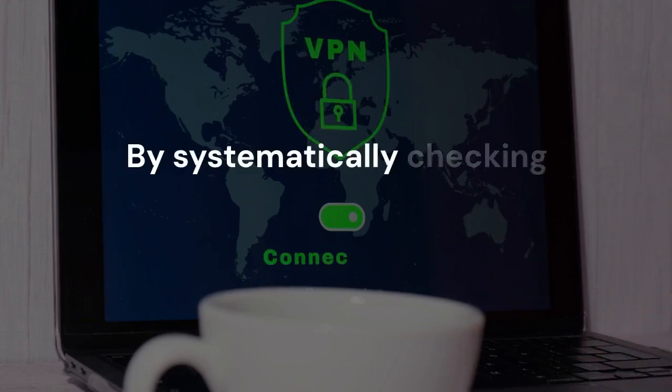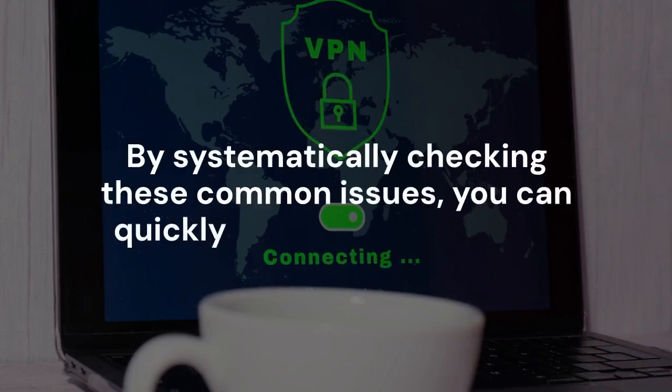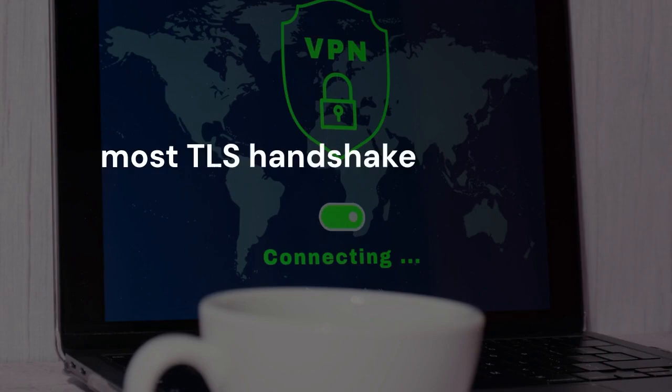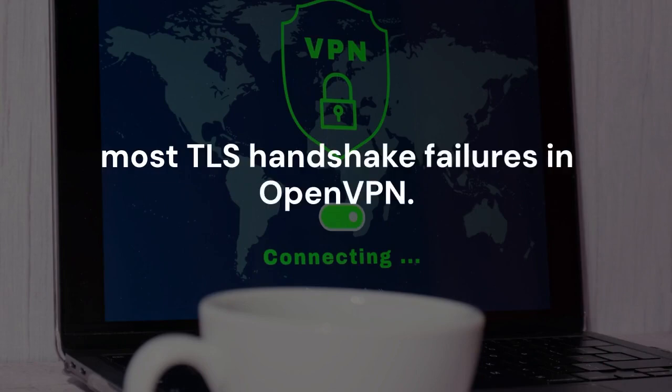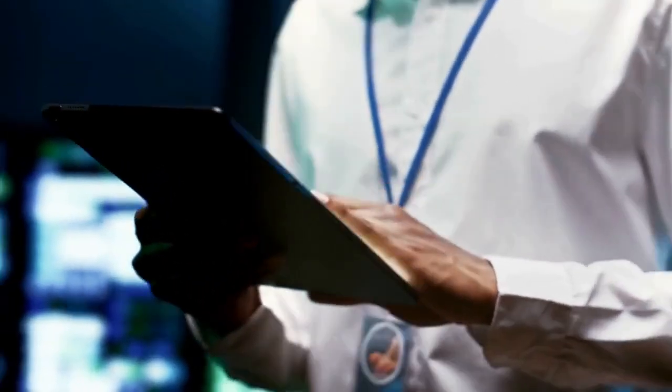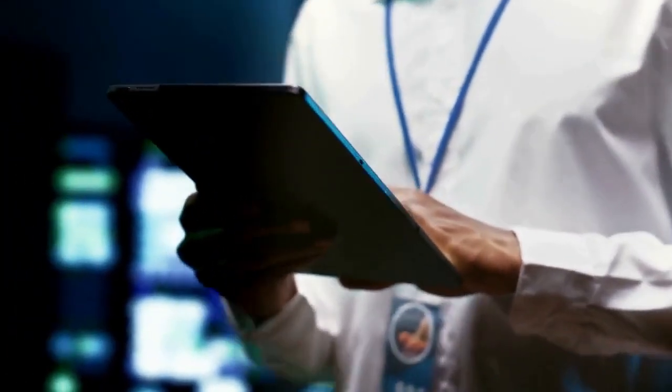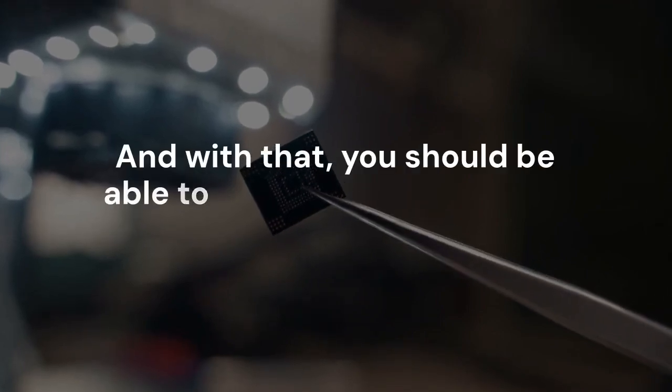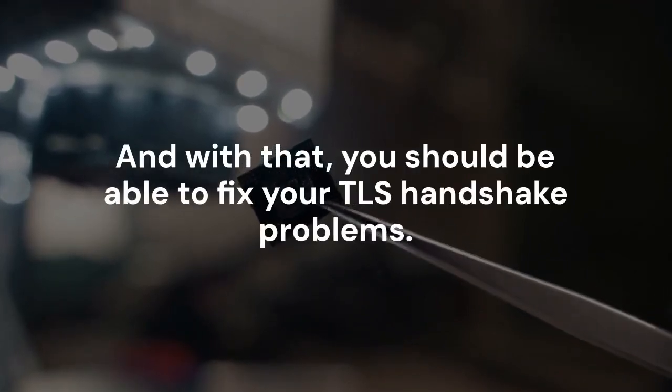By systematically checking these common issues, you can quickly diagnose and resolve most TLS handshake failures in OpenVPN. Remember to restart your OpenVPN client and server after making any configuration changes. And with that, you should be able to fix your TLS handshake problems.